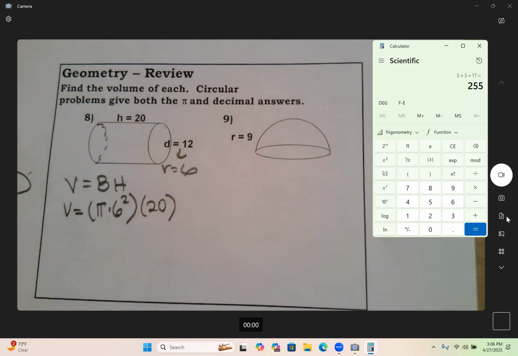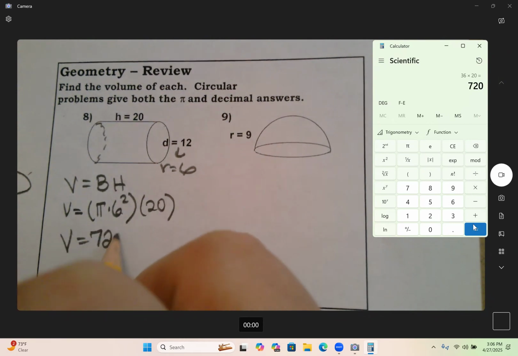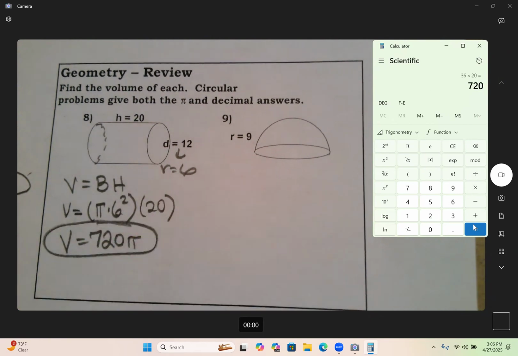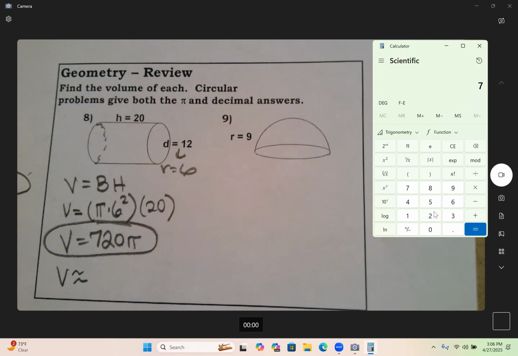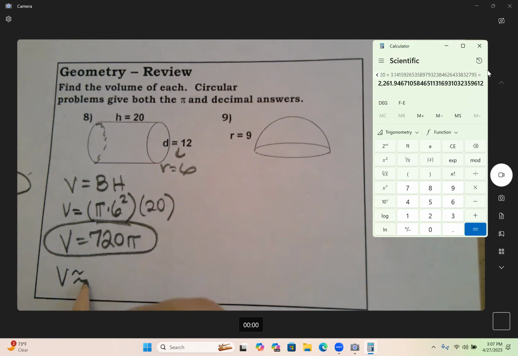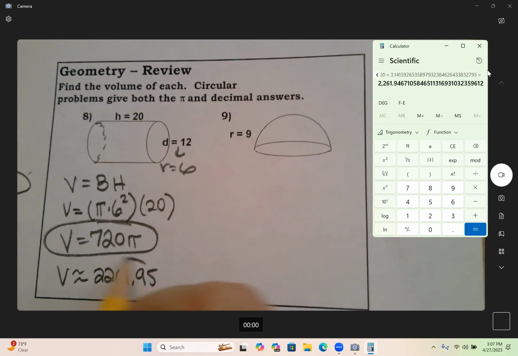Okay. All right, so we're going to do in the calculator. First, we're going to get a pi answer. So 6 squared is 36 times 20 is 720. 720 pi is our volume in terms of pi. And then as a decimal, we're going to do 720 times pi key. And we get 2261.946. That 6 means I'm rounding 94 up to 95. So 2261.95.